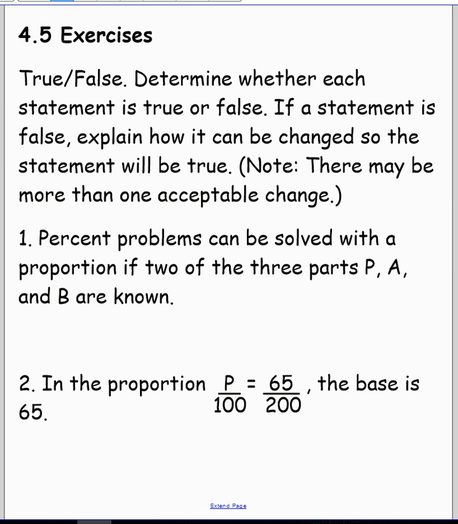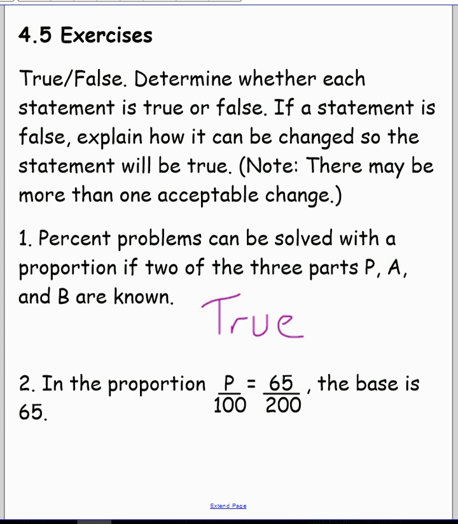True or false time. Number 1, percent problems can be solved with a proportion if 2 of the 3 parts, P, B, and A, are known. That does sound right. It's true. We need to know 2 of the 3 parts. Any one of those can be the unknown.